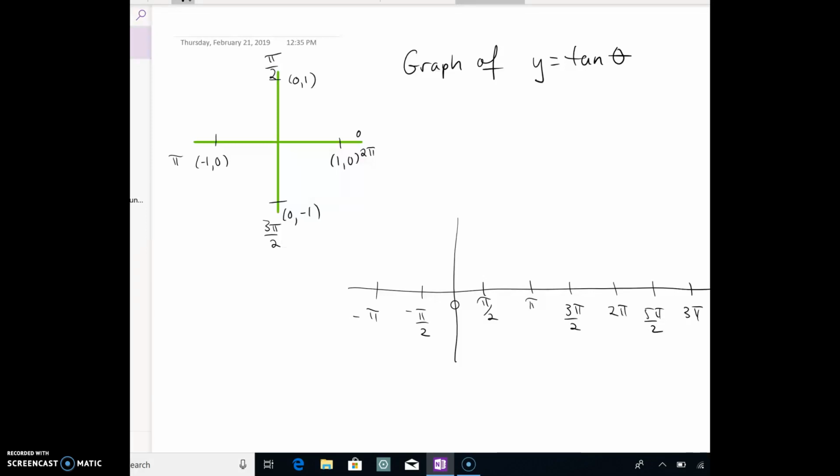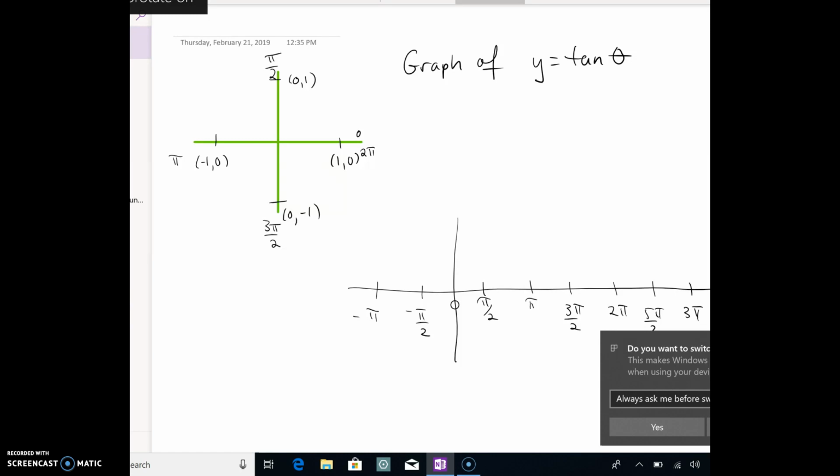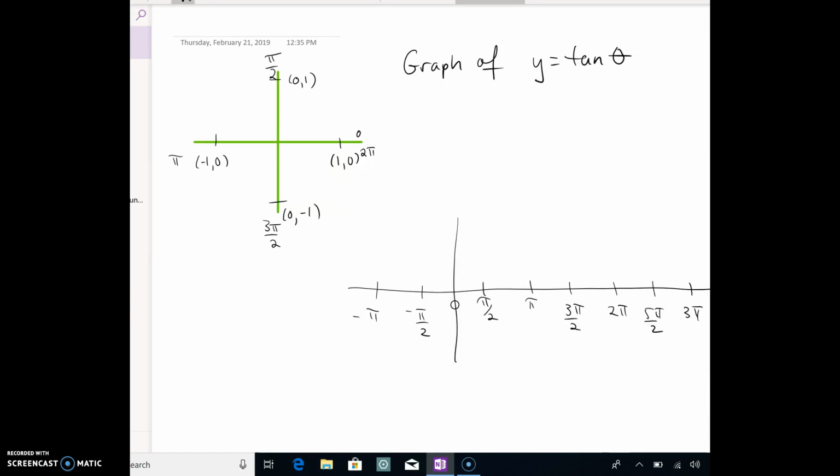Now that we're comfortable graphing the sine and cosine functions, we're going to turn our attention to how we can sketch the function y equals tangent theta. And again, we're going to use our unit circle as a guide to help us figure out what some of the ordered pairs are going to look like on our tangent function.